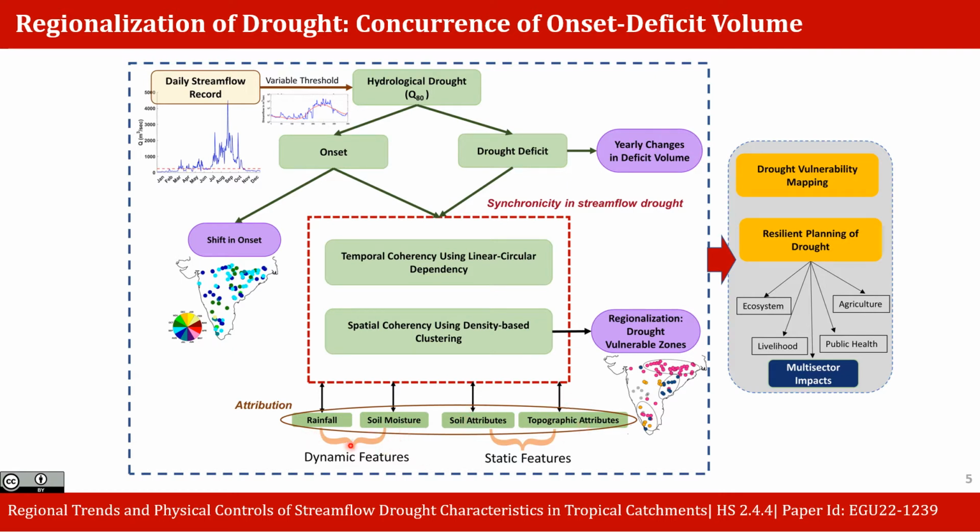The rainfall and the soil moisture are the dynamic features, while soil attributes and topographic attributes are the static features. So what will this do on a broad scale? This will help us with drought vulnerability mapping and regional resilience planning for drought. And it will help with ecosystem, livelihood, public health, agriculture, and multi-sector impact.